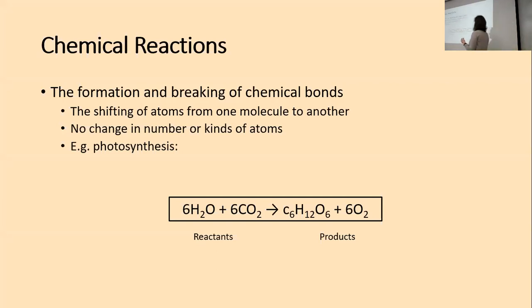And so we generally write this as reactants and products, even though most chemical reactions are kind of bouncing back and forth, but we tend to write it in a direction. Photosynthesis, we're taking water and carbon dioxide and making sugar and oxygen.